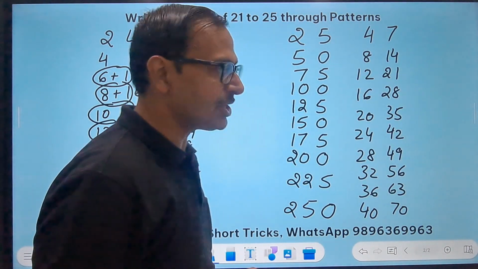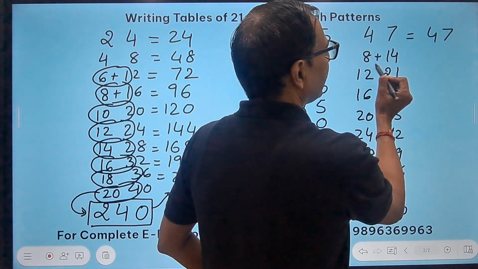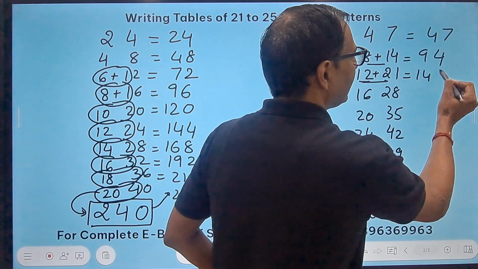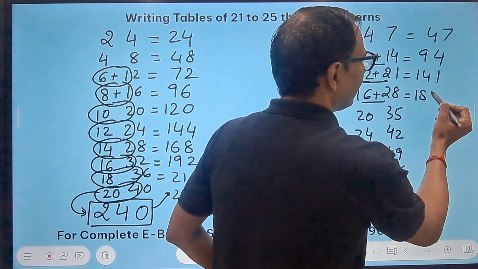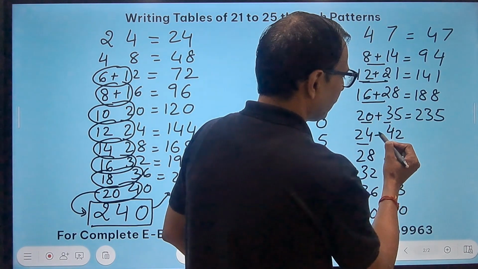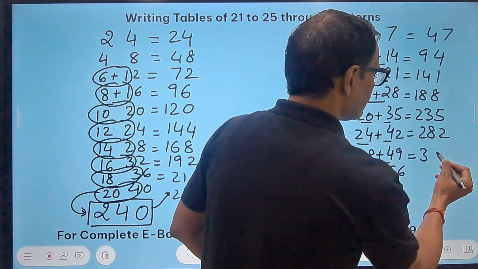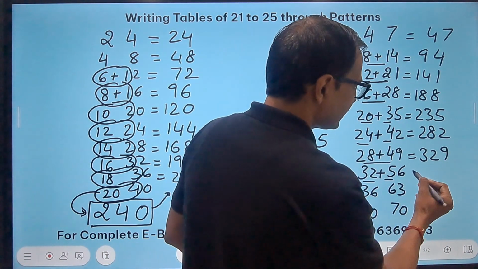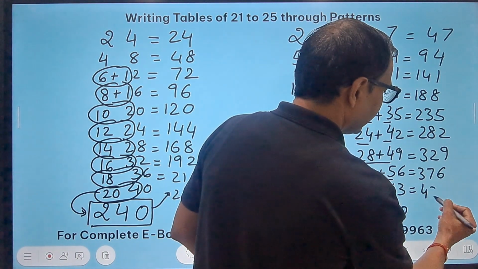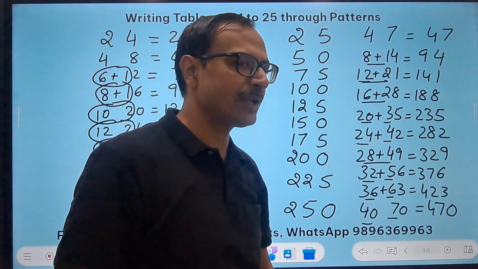Now start doing the same thing which I told you in the 24 times table. 47. 8 plus 1 is 9, so 94. 12 plus 2 is 14, so 141. 16 plus 2 is 18, so 188. 20 plus 3 is 23, so 235. 24 plus 4 is 28, so 282. 28 plus 4 is 32, so 329. 32 plus 5 is 37, so 376. And 36 plus 6 is 42, followed by a 3, and then 40 plus 7 is 47, followed by a 0. Here you have the 47 times table.